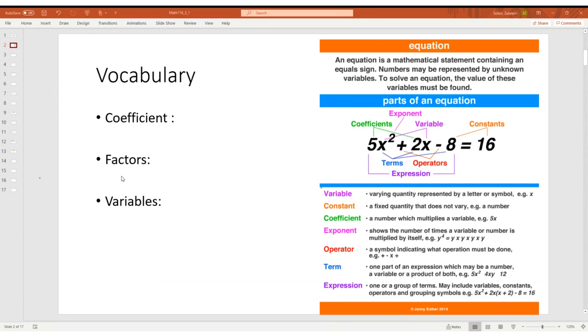Numbers may be represented by unknown variables. So when you see a variable, something which represents a quantity which is unknown or which is a varying quantity. So variable is a varying quantity represented by letters like X, Y, or A to Z, any letter. We usually use any letter. So that's the first definition, variable.